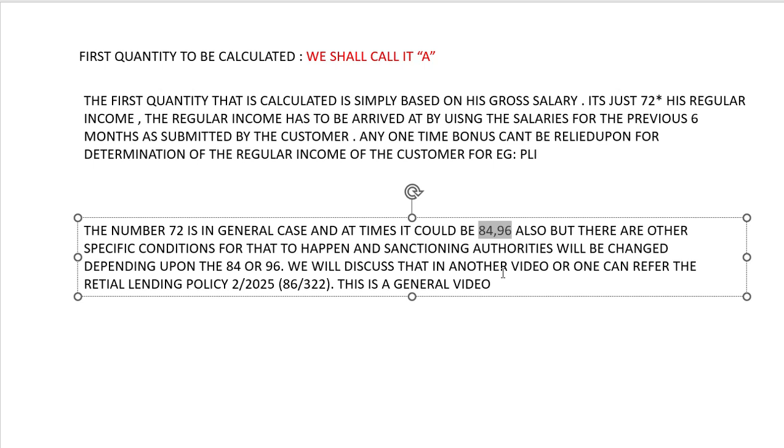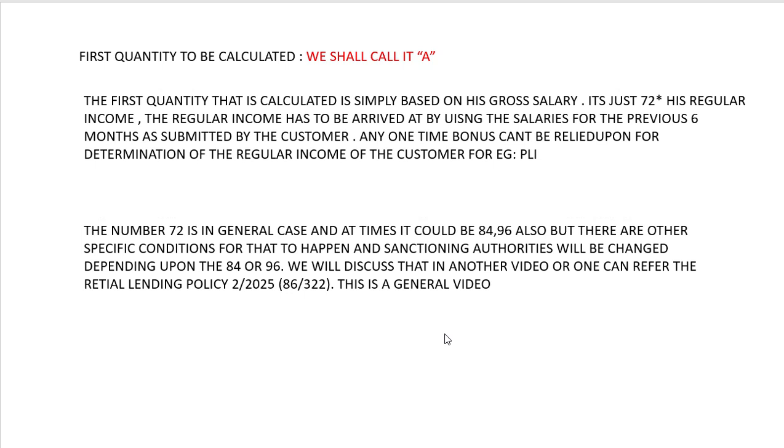That is a different case, and we will bring up a new video discussing in detail the relaxations that can be given to a housing loan customer after changing the sanctioning authorities. For now we will discuss the general case. In the general case, quantity A is simply 72 into the regular latest gross pay of the customer, without any abnormal payments like PLI, LFC, variable quantums or bonus. We will only consider the regular last month gross pay. So we call this 72 into regular gross pay quantity A. Now let us go further.